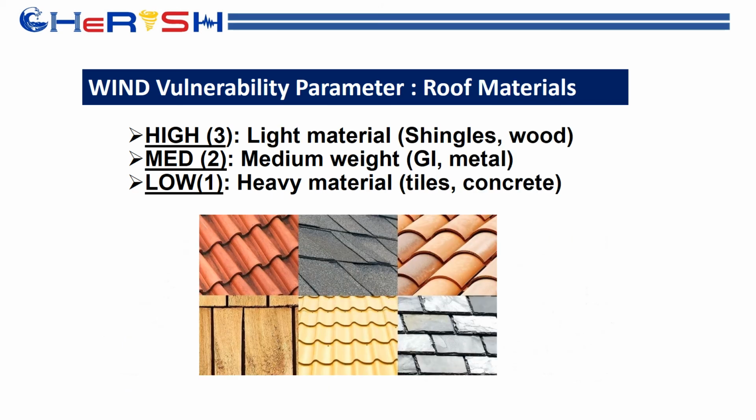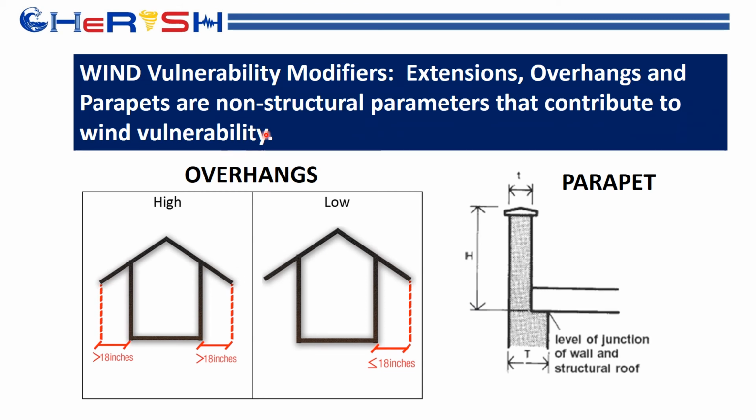Wind vulnerability parameters. Of course, the roof material. The lighter the material, the higher the risk. The heavier the material, the lower the risk. Modifiers for the vulnerability include overhangs like this, because with overhangs there will be a push downwards and uplift at the top. Parapets are also an additional vulnerability. It can be a push here or a push on the other side, and it can be a pull on the other side also.